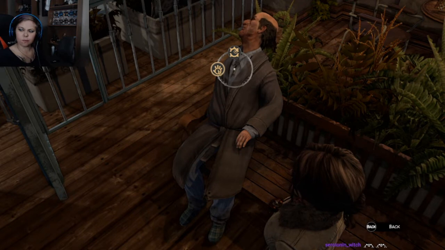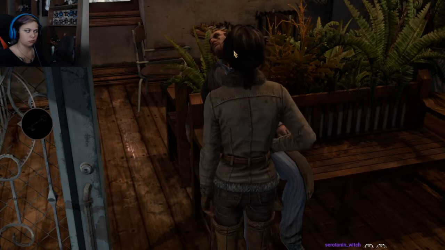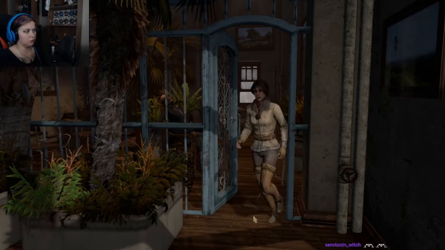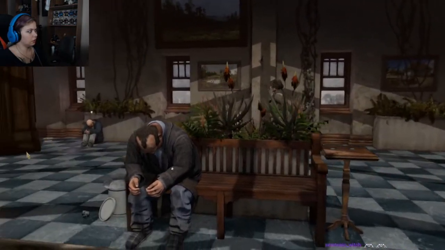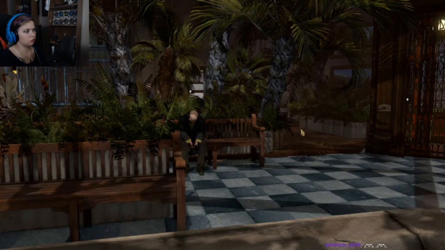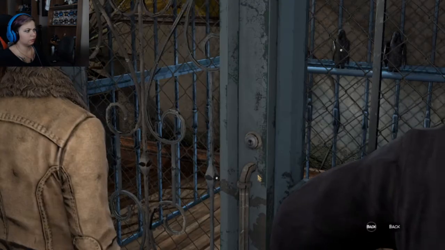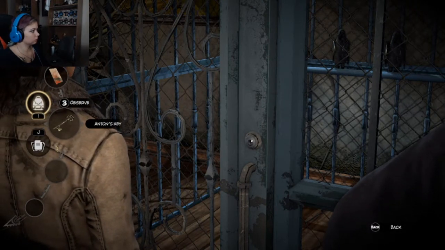A key? For the aviary? That wasn't what I selected. I just wanted to examine it, but okay. I'm assuming that's a key to the aviary. Where's the aviary? Anton's key.